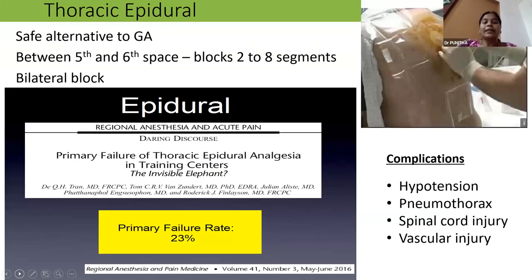So thoracic epidural is a safe alternative to general anesthesia. It provides bilateral blockade. It's generally administered between the 5th and 6th intervertebral space, and it blocks 2 to 8 segments. It can be given at multiple places, or a catheter can be placed through a single puncture. The complications of thoracic epidural are hypotension, pneumothorax, spinal cord injury, or vascular injury, but the primary failure rate has been found to be as high as 23%. Next slide.